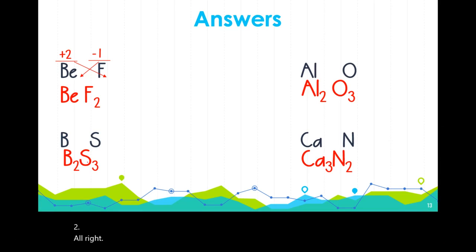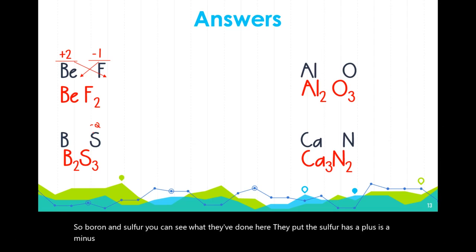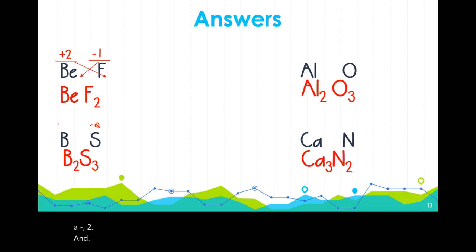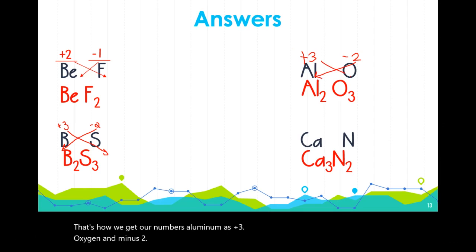So boron and sulfur, you can see what they've done here. Sulfur is a -2, and boron is a +3. We cross those like this. That's how we get our numbers. Aluminum has a +3, oxygen a -2. Cross those over. Then calcium +2, nitrogen -3.